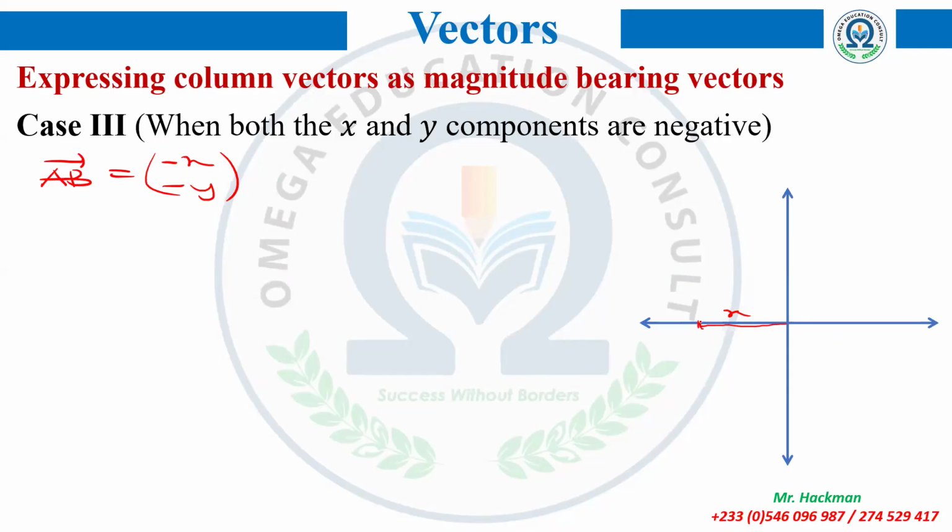Why is y negative? Do you go up or down? Down. Okay, so you move down. How many units? y units. So this will be y. So it means I started from here and ended here. So my vector will be this way. I'm looking at the vector AB. So my A will be here and my B will be here, basically.